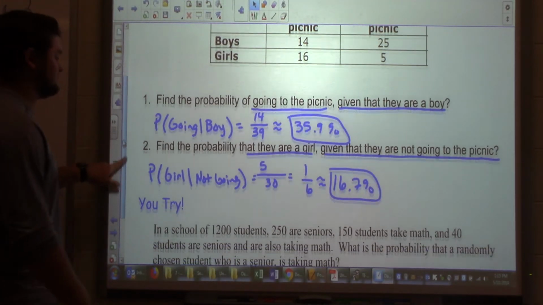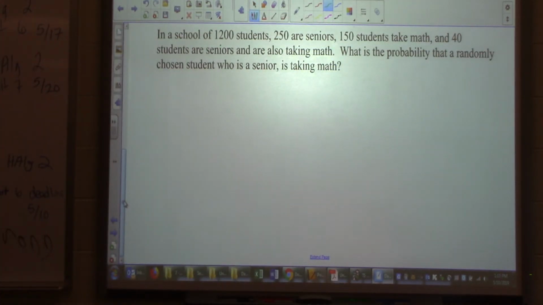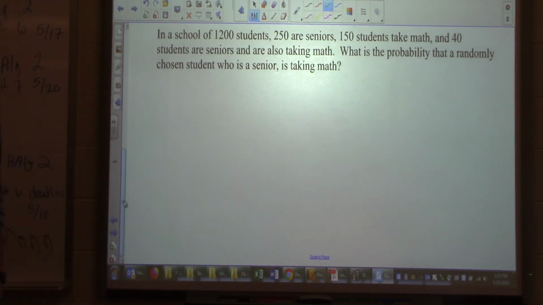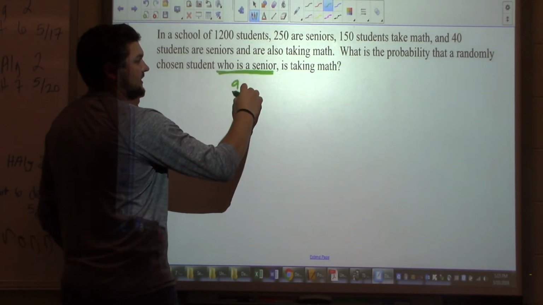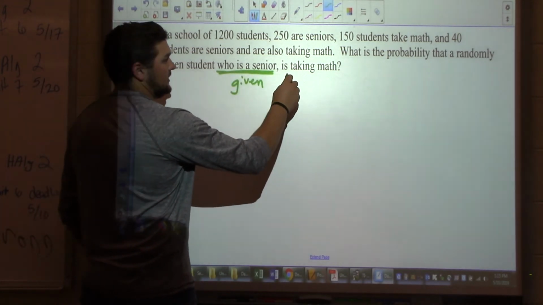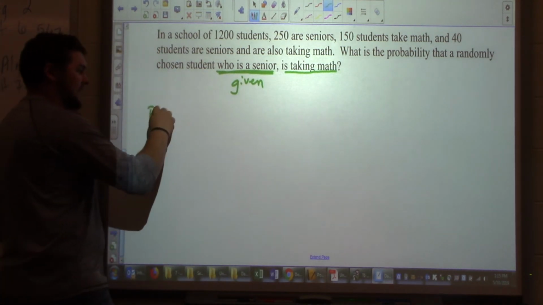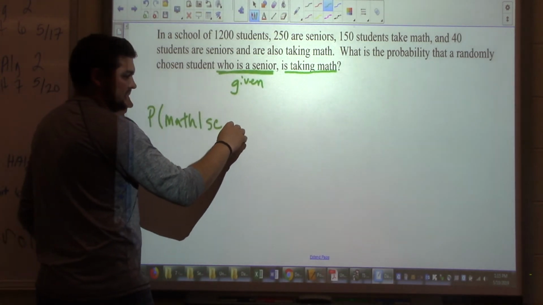Alright, let's do the last one together so we can get it done quickly. In a school of 1,200 students, 250 are seniors, 150 students take math, and 40 students are seniors who are also taking math. What is the probability that a randomly chosen student who is a senior, so that's our given, is taking math? Right, so probability of math given that they're a senior.